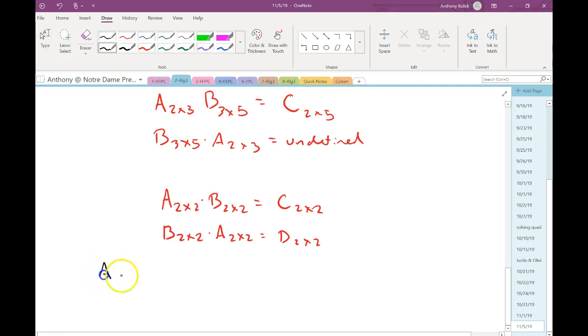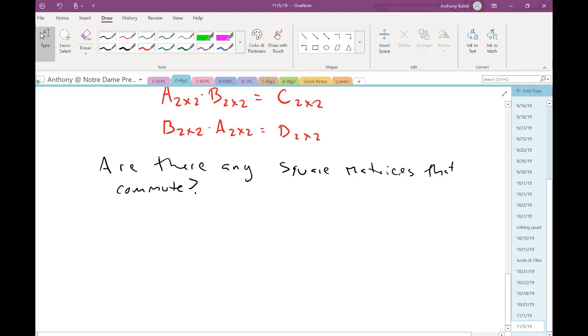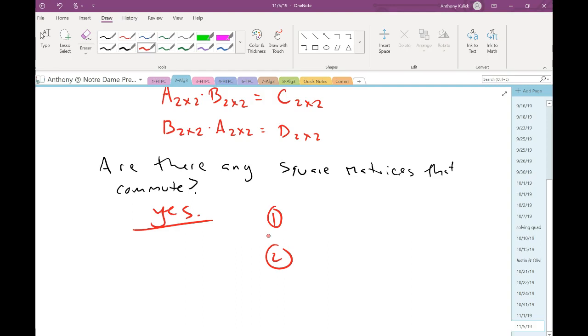So the question that we were left with: are there any square matrices that commute? And I think we said I was going to let you guys think about that over the weekend. Did anybody come up with any answers to this? There's two situations that I've expected you guys to come up with. So the answer here is yes, there are some. And I'm looking for two in particular from you guys. There's more than two situations, but two that I would expect you guys to be able to come up with.